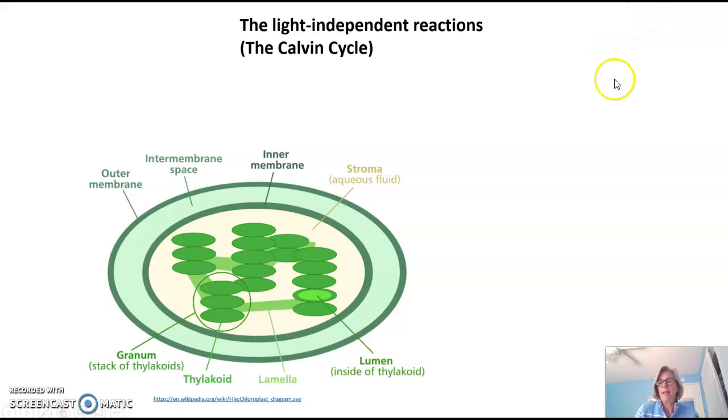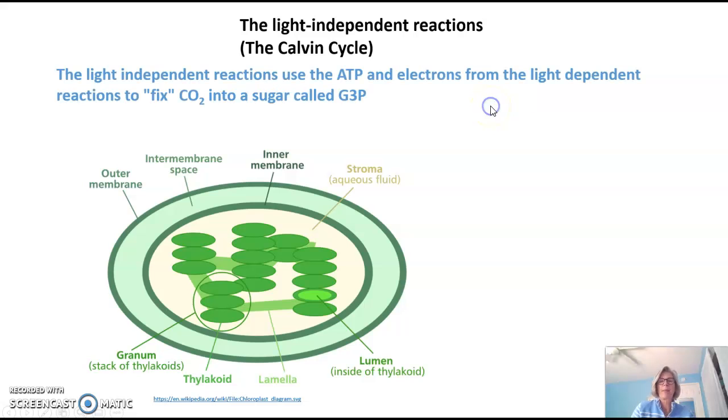Hi everyone! Tonight's video is on the light-independent or Calvin cycle reactions of photosynthesis. The light-independent reactions use the ATP and electrons made in the light-dependent reactions to do something called fixing CO2 into a sugar called G3P. This occurs in the stroma of the chloroplast.